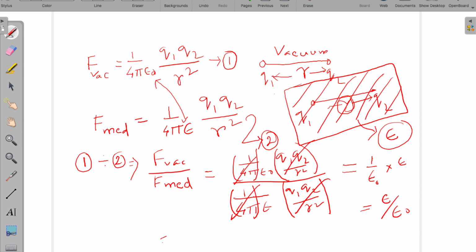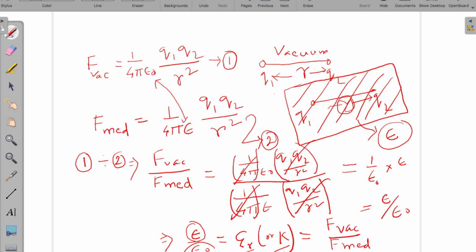So what remains is epsilon by epsilon naught. This ratio epsilon by epsilon naught we can write as epsilon r, or we can write it as k. That is F vacuum by F medium. This epsilon r or k is known as the relative permittivity or the dielectric constant k of the medium, which is just the ratio of the permittivity in the medium to the permittivity of the free space.